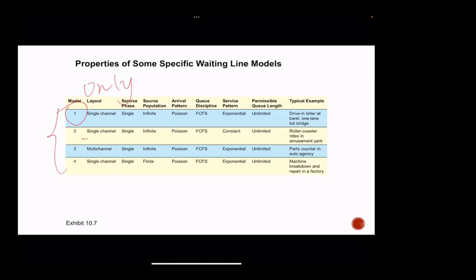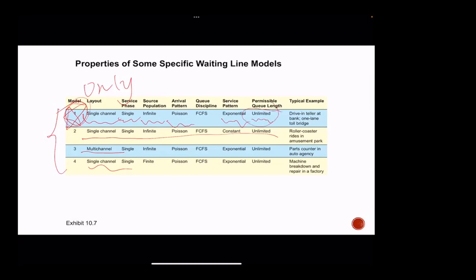So you don't need to remember the formula for how to calculate the second, third, or fourth model. The only thing you need to review is how to calculate all the average numbers in the system and in the waiting line for model 1. Model 1 is single channel, single service phase, infinite population, exponential service pattern, and unlimited.